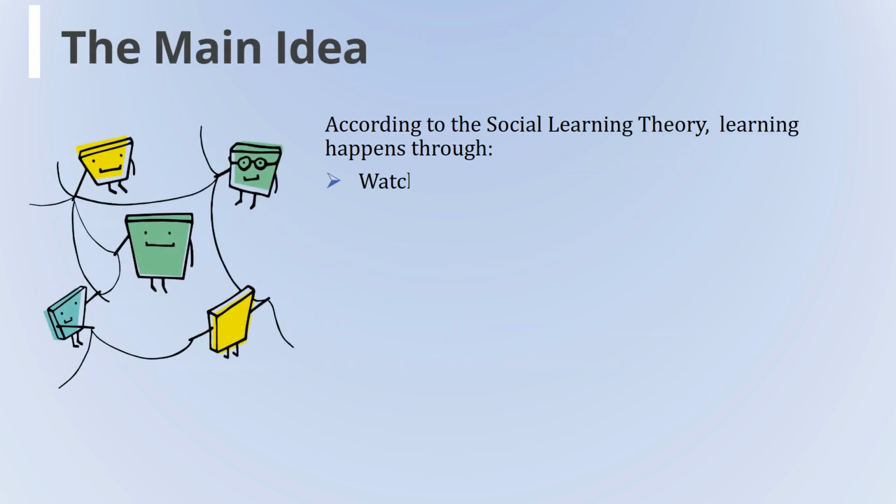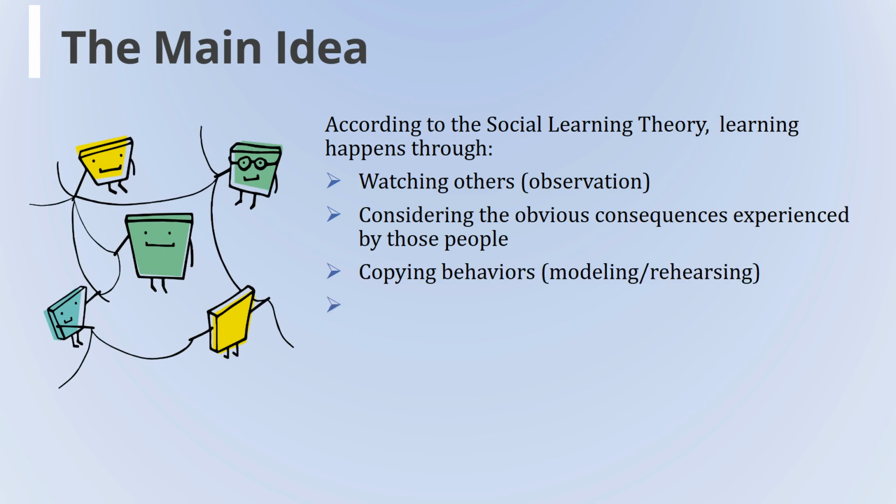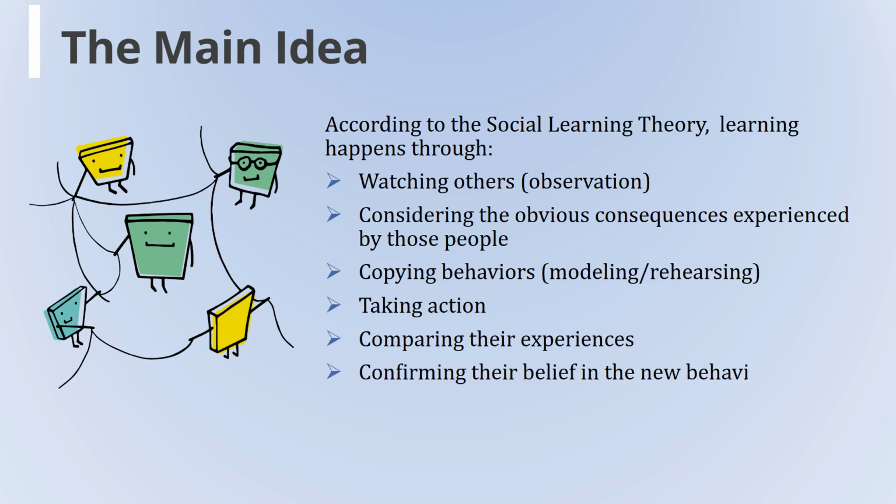The main idea of the social learning theory is that learning is a process. It involves observing others, thinking about the consequences of their actions, copying or modeling behaviors, trying the behavior ourselves, reflecting on our experiences, and finally, building belief in the behavior. So, learning is not instant, it develops step by step.